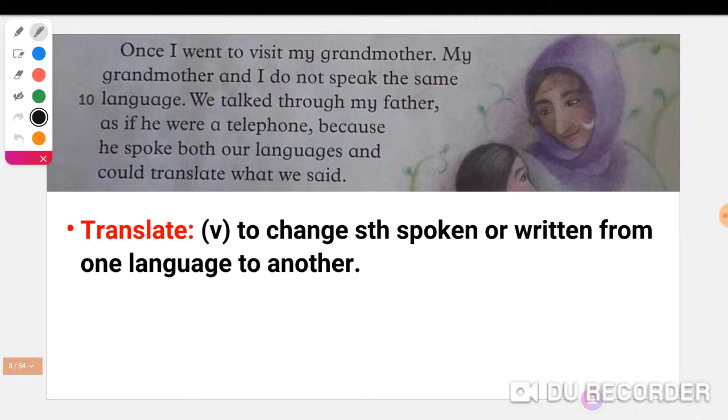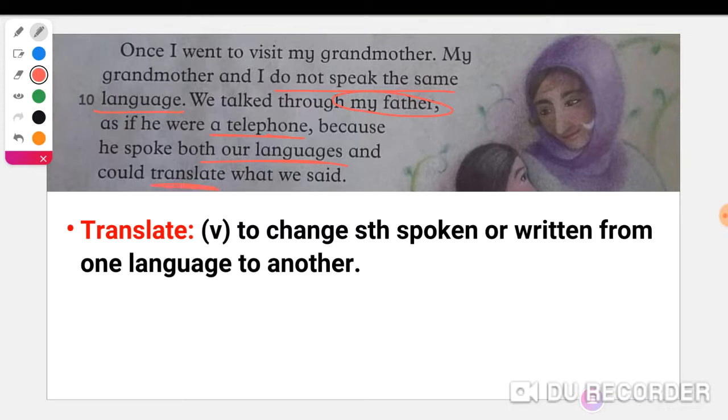Once I went to visit my grandmother and I do not speak the same language, as we mentioned before. We talked through my father as if he were a telephone because he spoke both our languages. So her father can speak Arabic and can speak English, okay? And could translate what we said.